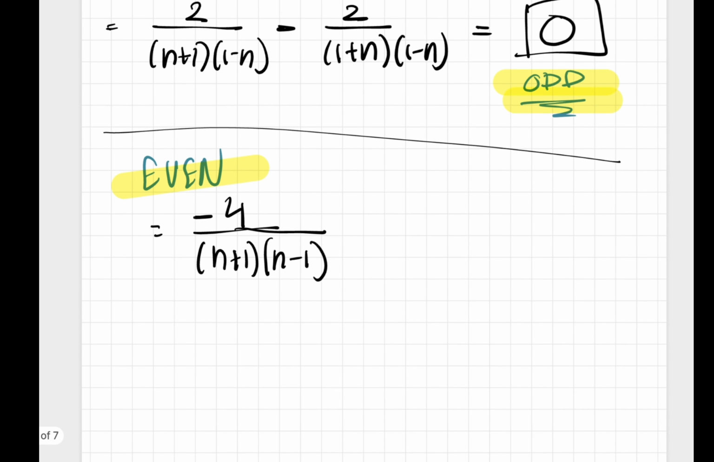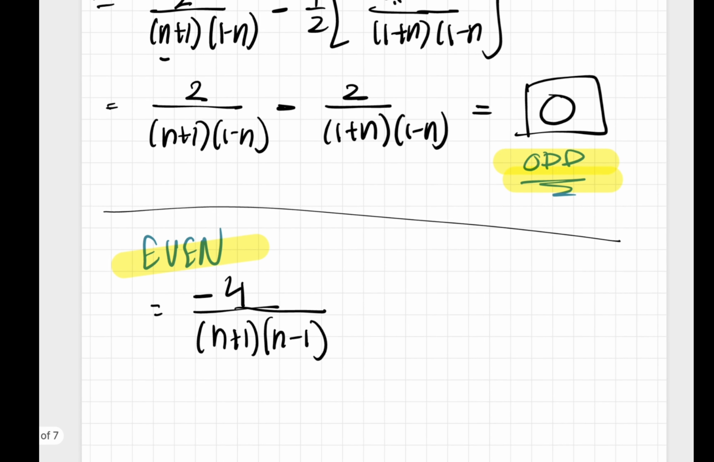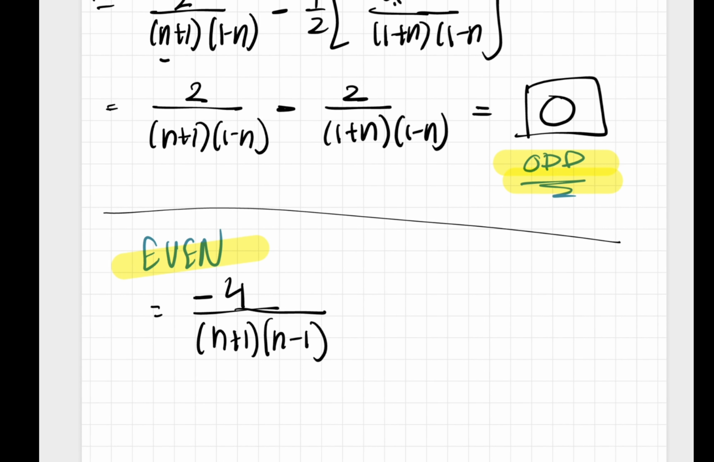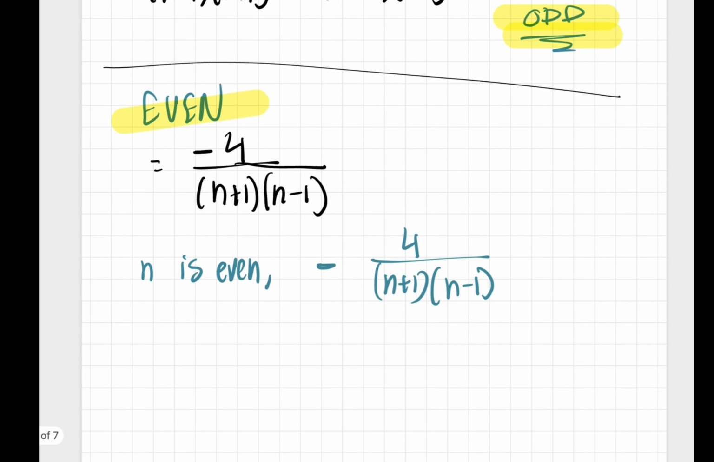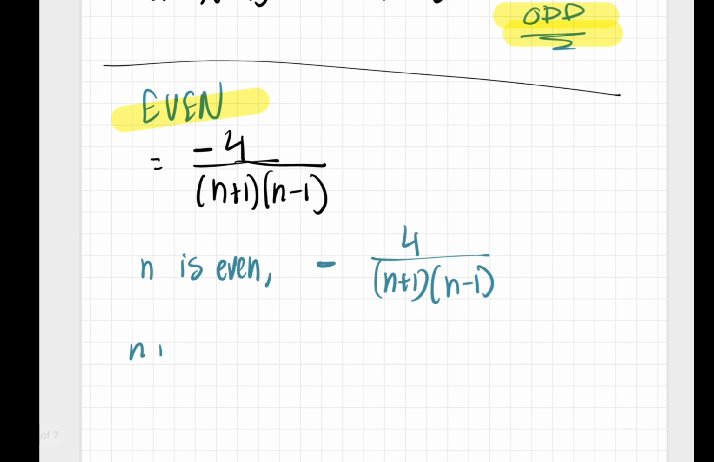And then now, since we calculated the values when both n is odd and n is even, we can say that when n is an even number, so when n is even, this is equal to minus 4 over (n plus 1)(n minus 1). And then when n is odd, we can say that this is just equal to 0. And that is our final answer.